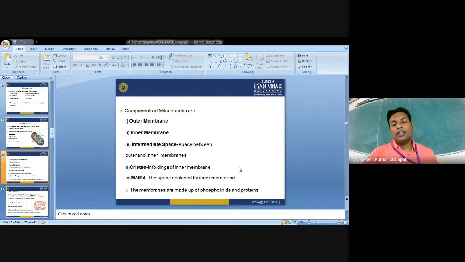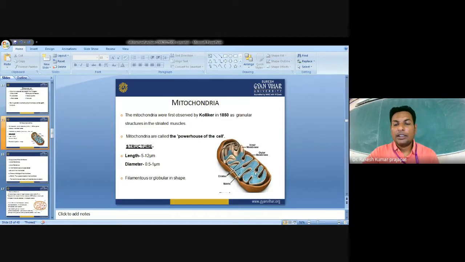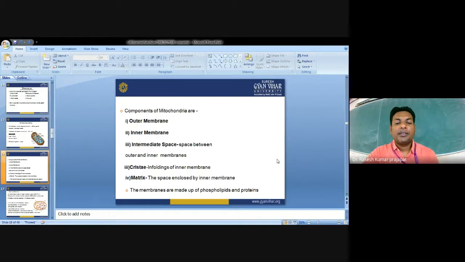Matrix, the space which is enclosed by the inner membrane. You can see in the bluish color the space which is present inside the membrane is known as the matrix. The matrix is a fluid-like, gel-like substance which is enclosed. Different enzymes are embedded in this matrix, and most of the oxidative reactions are going on in this matrix.